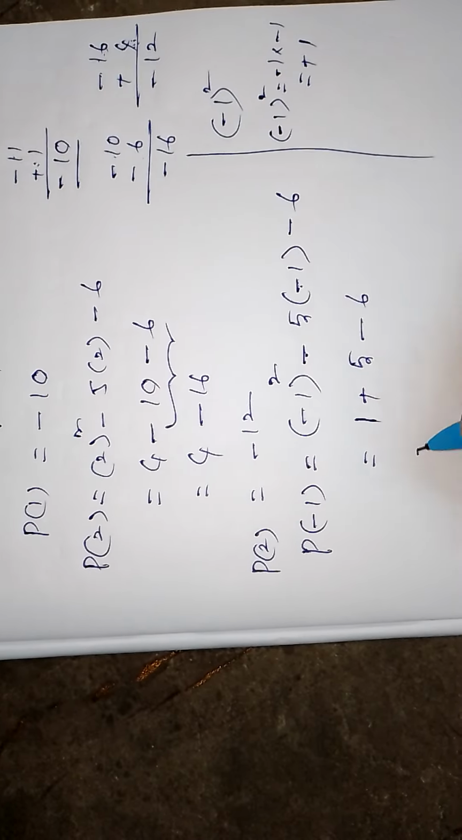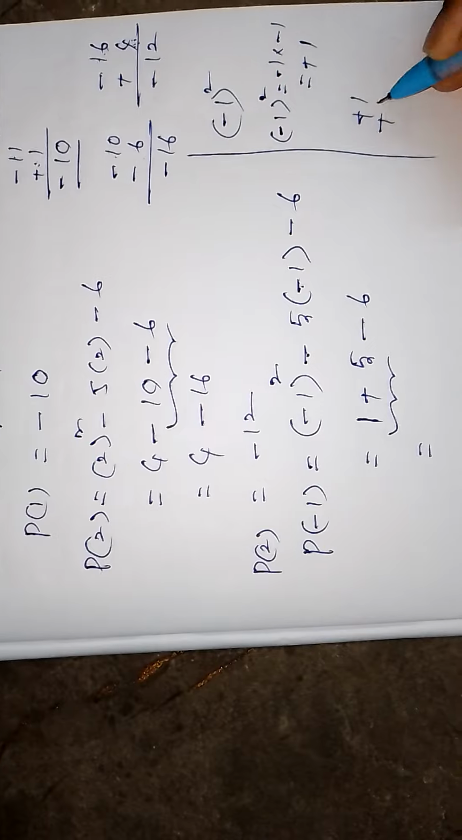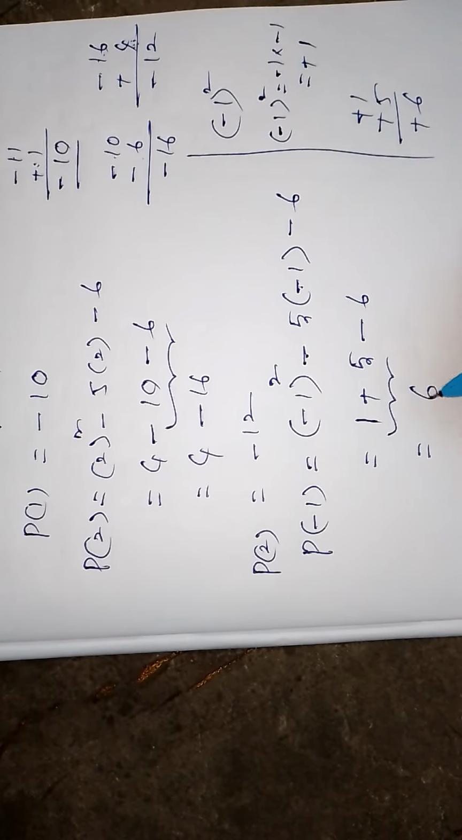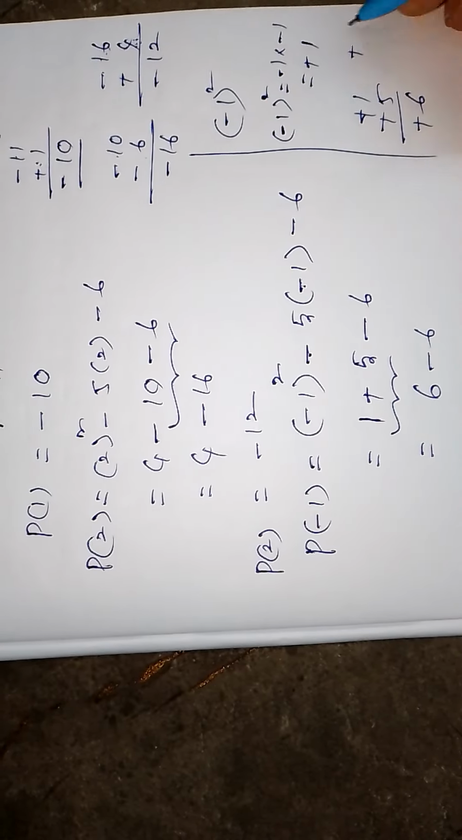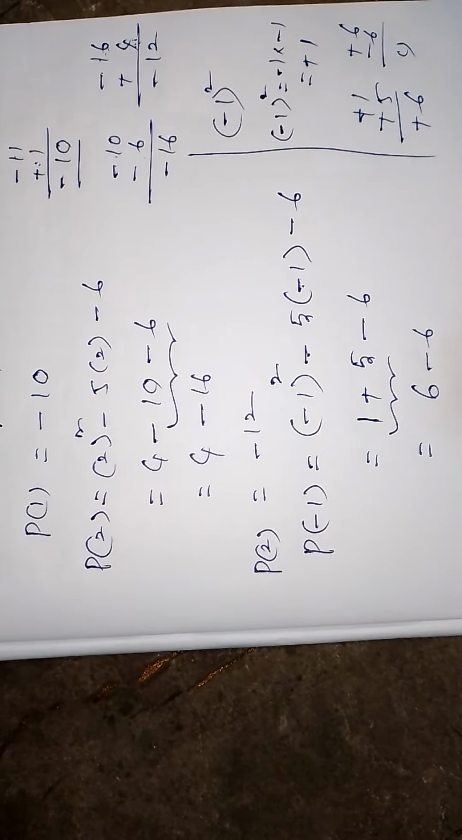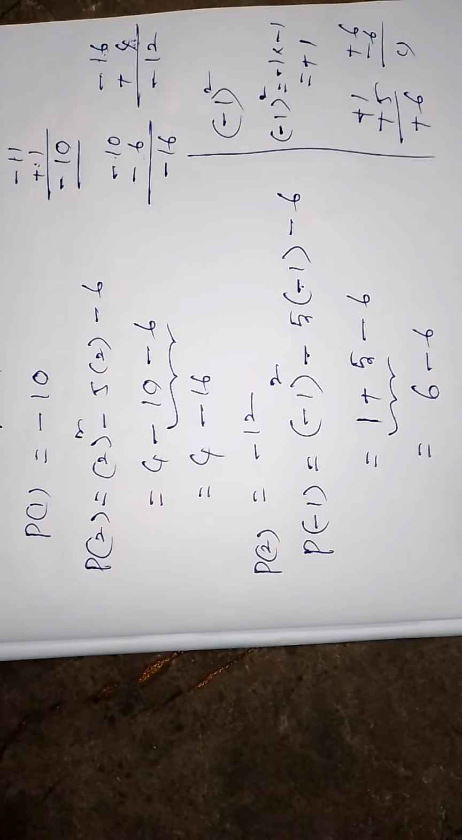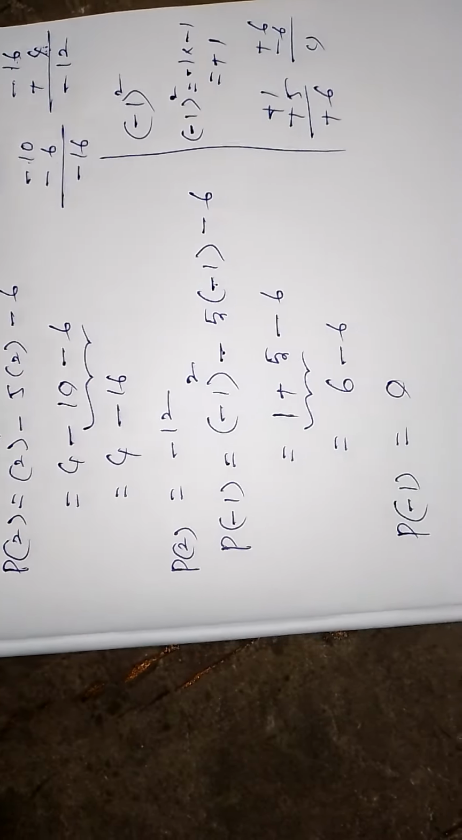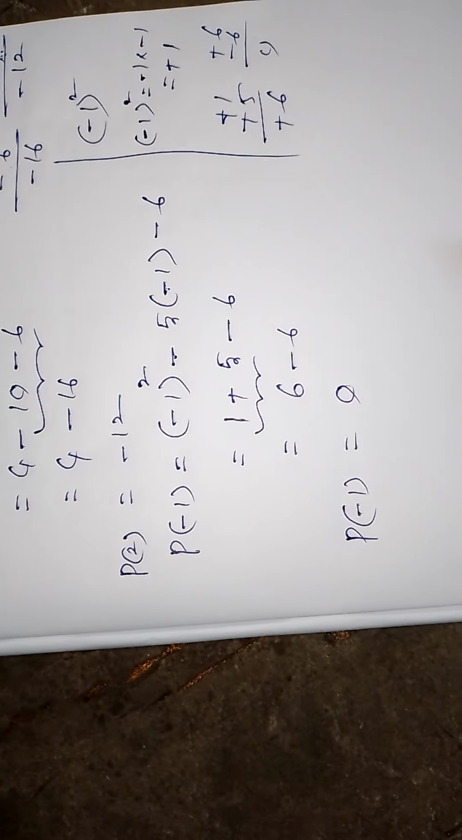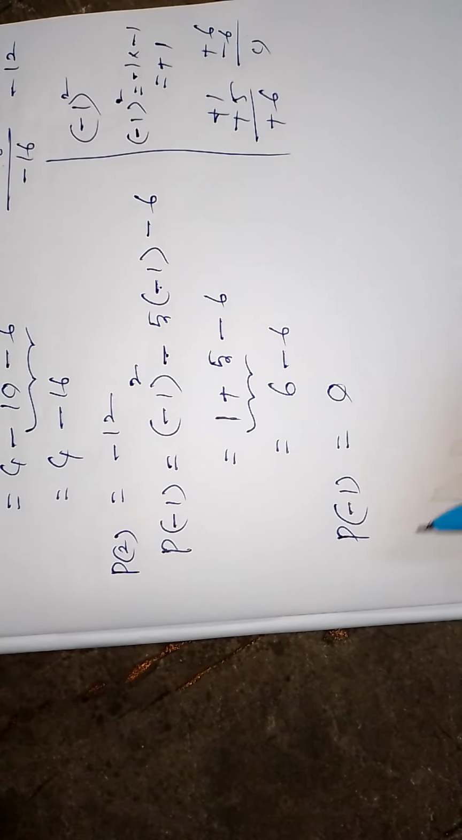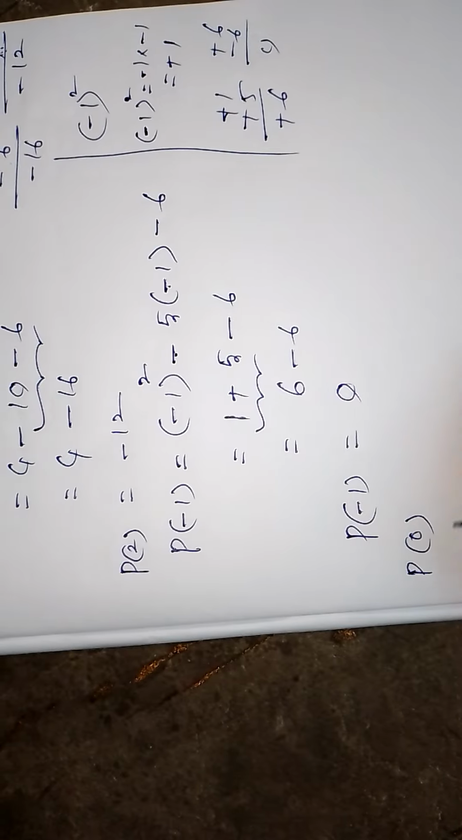Now in this numerical expression, these two numbers have the same sign: plus 1 plus 5 is plus 6, and minus 6 stays as it is. Now plus 6 minus 6 is 0. That is the value of p of minus 1. I hope you understand this. Next, p of 0.